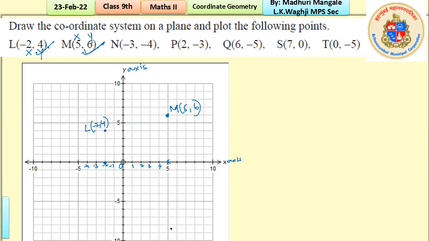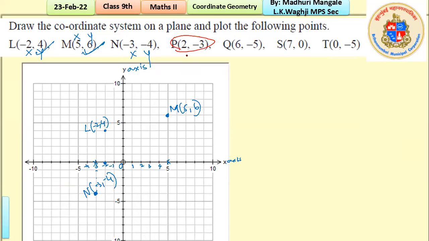Next is -3, -4. That means x is -3 and y is -4. So start at x equals to -3 and then y is -4. That means you have to move down 4 units. So 1, 2, 3, 4. This is the point. And now we label it. So that's N -3, -4, that way. Okay students, I hope you're able to follow. We start with the x coordinate, and as per the requirement, if the y coordinate is positive, move that many units up, or if it's negative, move that many units down. Let's look at the next one.